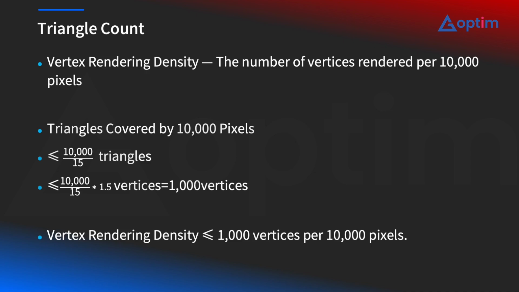We define a metric, the number of vertices allowed within a fixed pixel area. Taking 10,000 pixels as an example, and assuming an average of 15 pixels per triangle, we get roughly 666 triangles per 10,000 pixels. Combining this with the assumption of 1.5 vertices per triangle, we can further derive that within 10,000 pixels, the total number of vertices should not exceed approximately 1,000. In other words, we arrive at an empirical conclusion. Vertex rendering density should be controlled at around 1,000 vertices per 10,000 pixels.